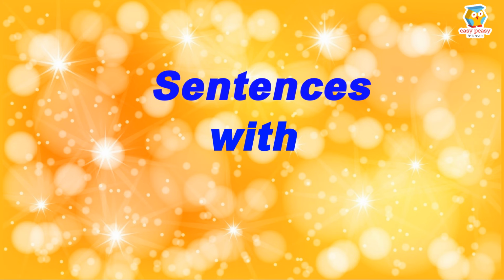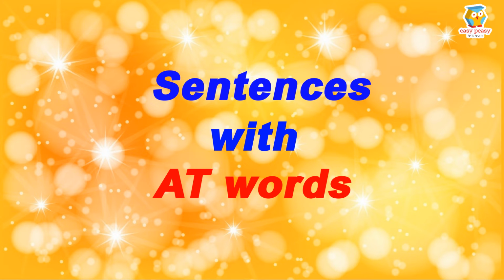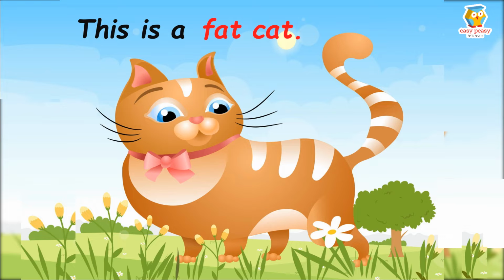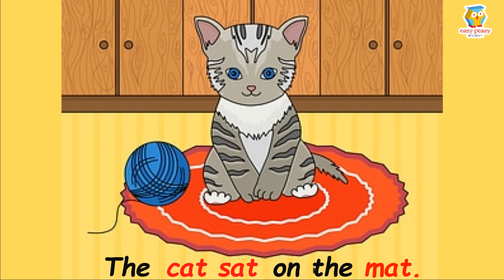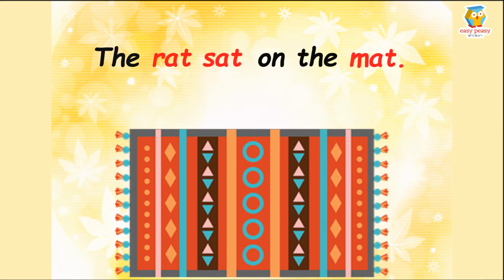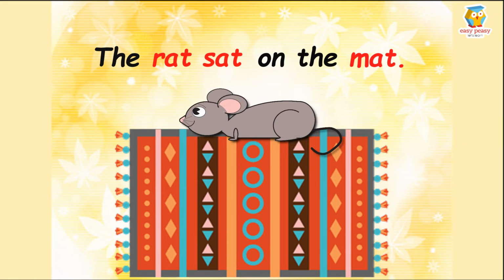Now let us make some sentences with at words. This is a fat cat. The cat sat. The cat sat on the mat. The rat sat on the mat.